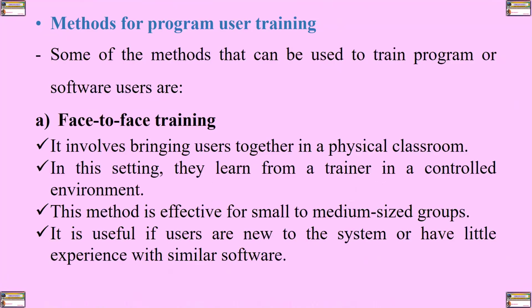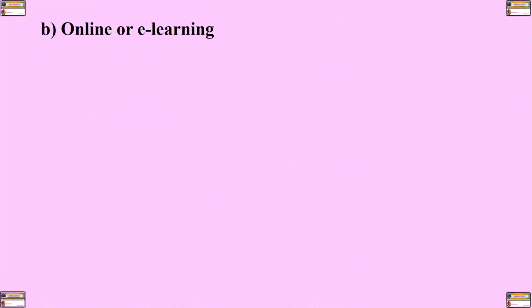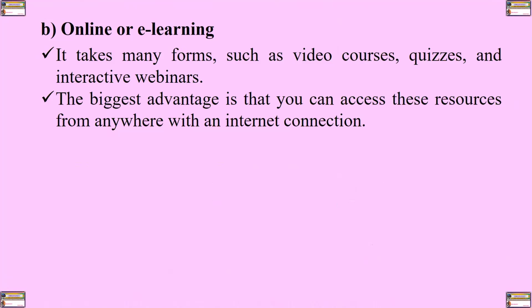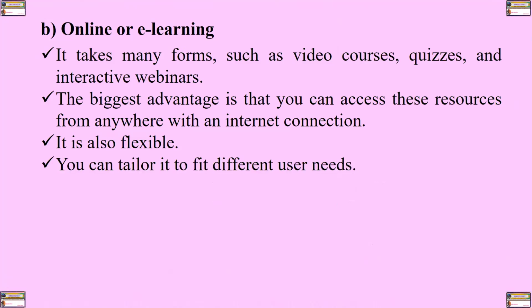Number two is online or e-learning. It takes many forms, such as videos, courses or video courses, quizzes, and interactive webinars. The biggest advantage is that you can access these resources from anywhere with an internet connection. It is flexible. You can tailor it to fit different user needs.